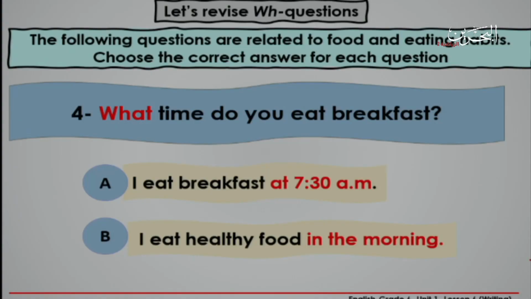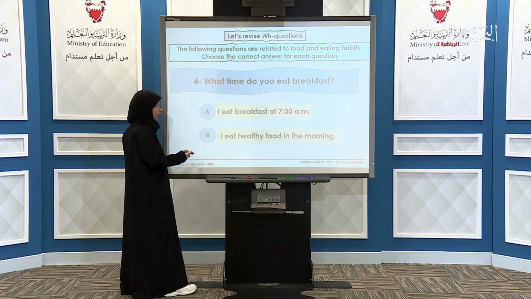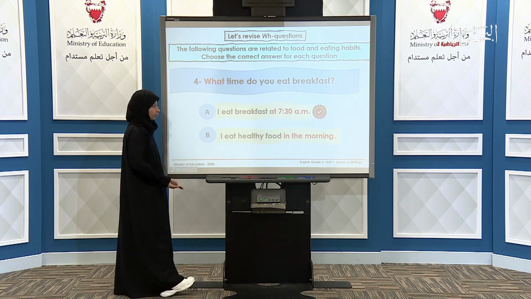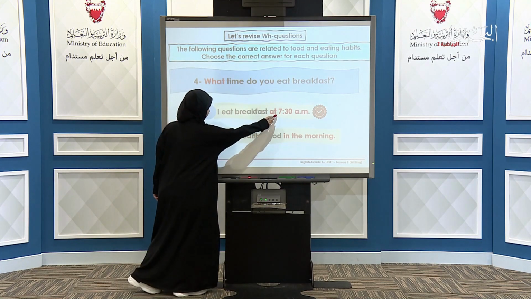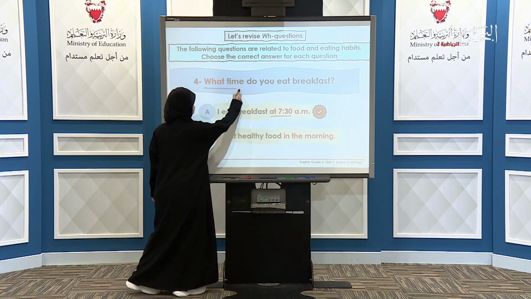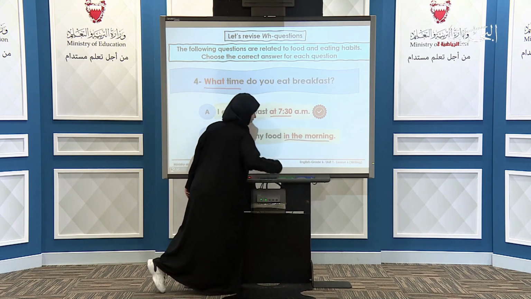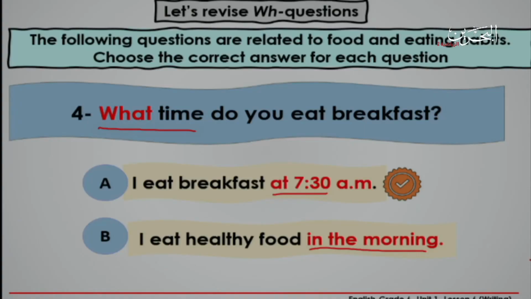4. What time do you eat breakfast? I eat a breakfast at 7:30 a.m. or I eat healthy food in the morning. The best answer is A, because here we have got the time, which is 7:30. They asked us about what time. In the morning, here is a time expression, but it is not a time.